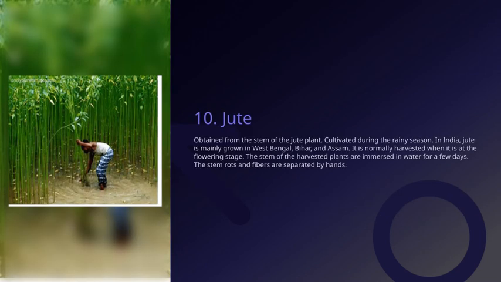Let's talk about jute, which is obtained from the stem of the jute plant. Jute is usually cultivated during the rainy season, which provides the necessary moisture for its growth. In India, the main regions where jute is grown are West Bengal, Bihar, and Assam, highlighting its importance in these agricultural areas. Typically, jute is harvested when the plant reaches the flowering stage, indicating that the fibers are fully developed.